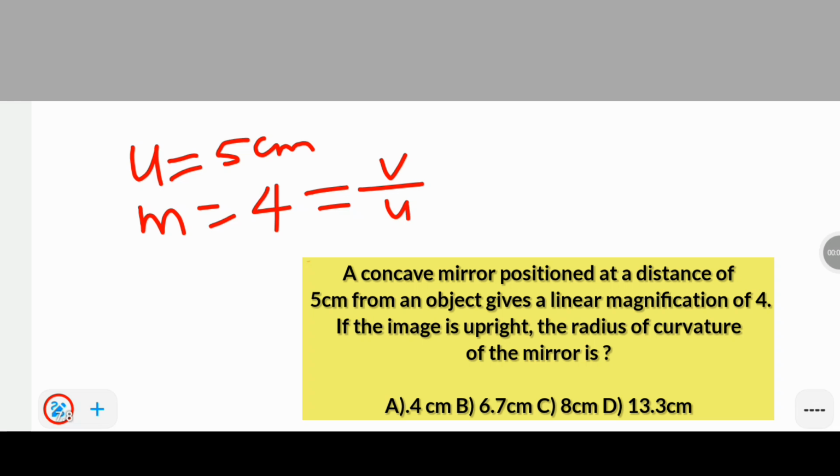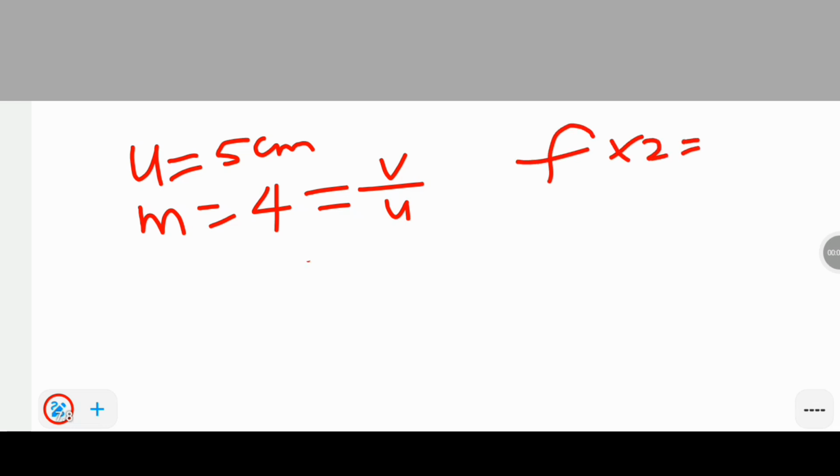Then we have to find the radius of curvature of the mirror. That means you need to find the focal length first. Once you have gotten the focal length, you times it by 2 to get the radius of curvature. Like I told you guys initially, the radius of curvature is 2 times F. So we need to find F first, and you can only find F from the mirror formula.